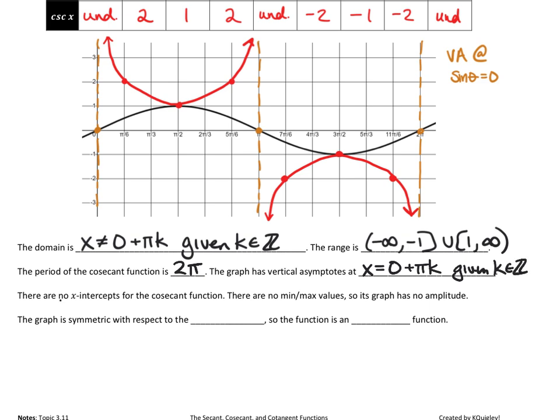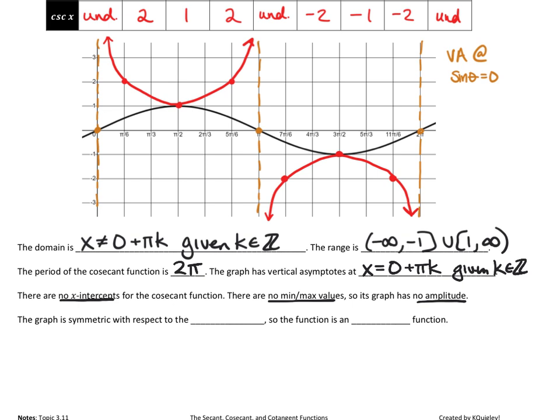Like secant, cosecant has no x-intercepts, no maxes and mins, and no amplitude, but the sine function it relates to does have all of those things. So that's important for us to remember. Again, this is related to sine. Sine has all of these values, and cosecant is just a reciprocal of it.